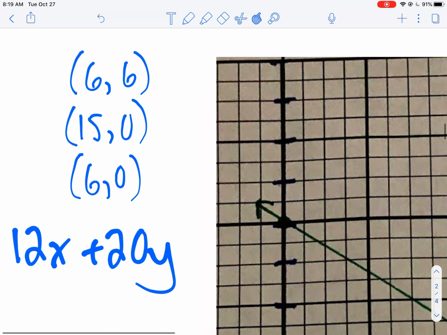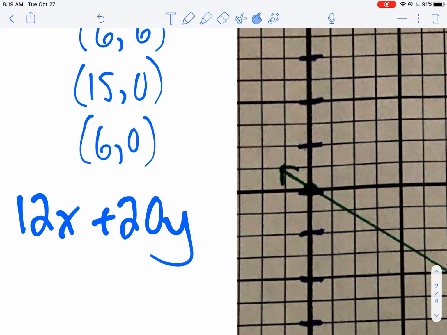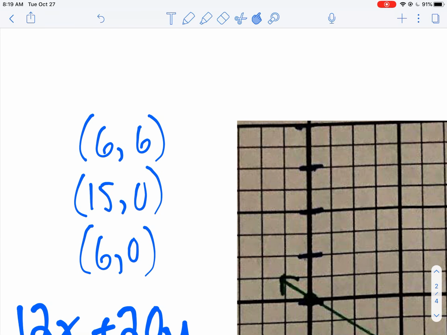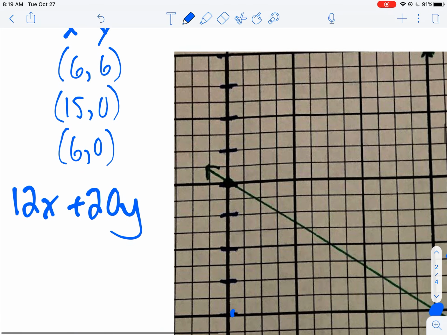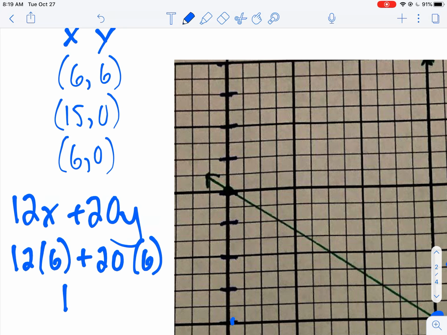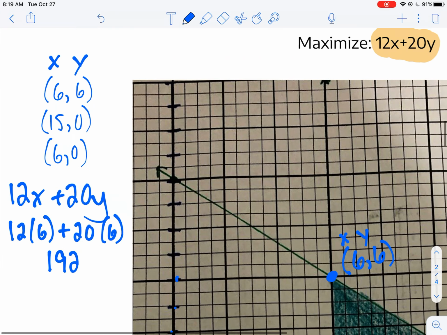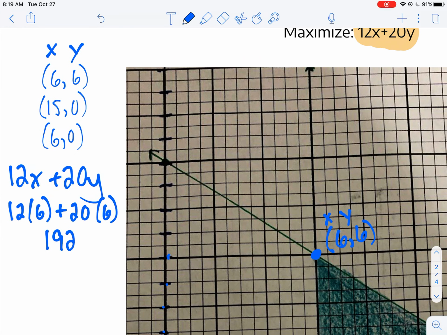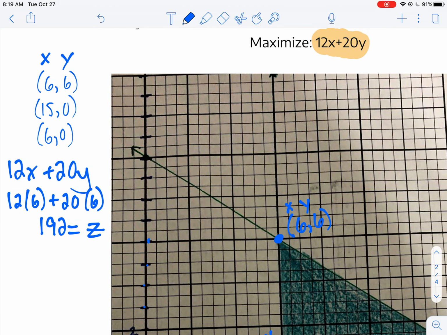Our first set of points is 6, 6. Remember, these are x and y values. Ordered pairs always are: inputs, outputs, x, y. So I'm going to plug in 6 for my x and 6 for my y, and when I do that, I get 192. I'm going to take note of that. In mathematics, we'll call this z, so z equals 192.